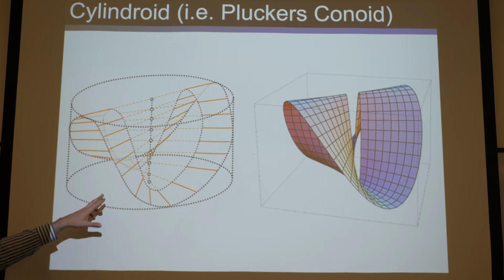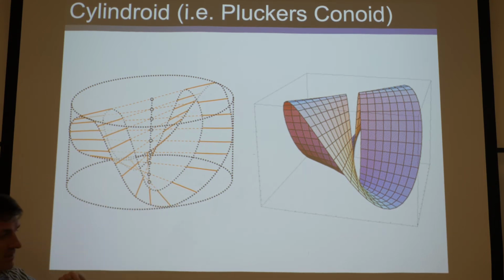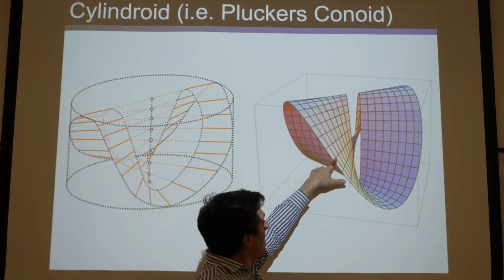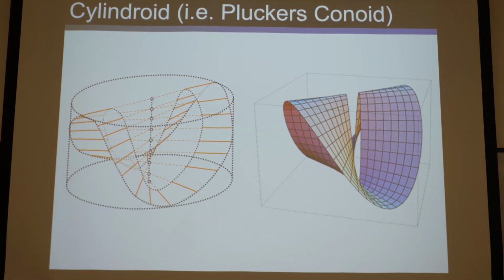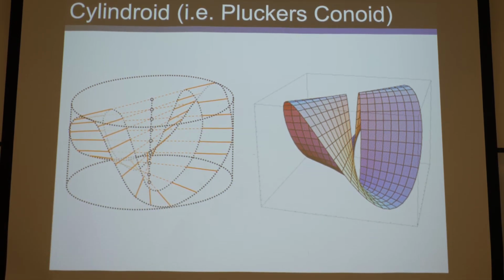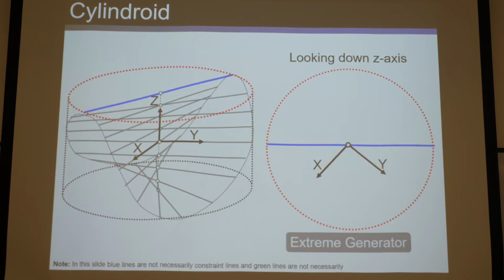Every other point on this surface only has one line going through it. Okay, let me break it down a little more clearly and define some things. The top line that only has one line is one of the extreme generators. And no surprise, the bottom one is going to be another extreme generator.